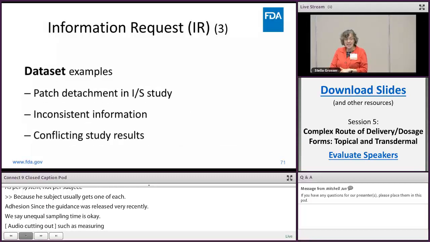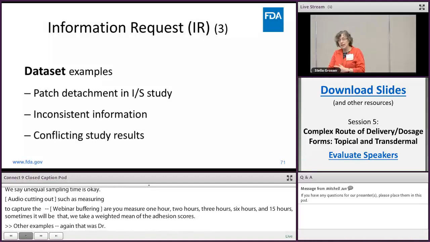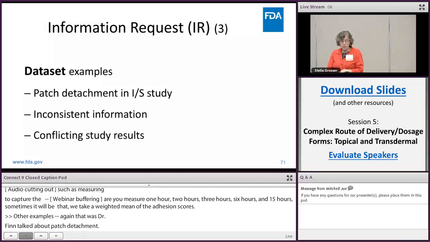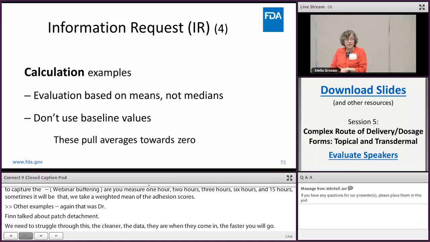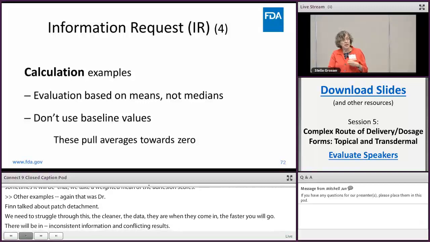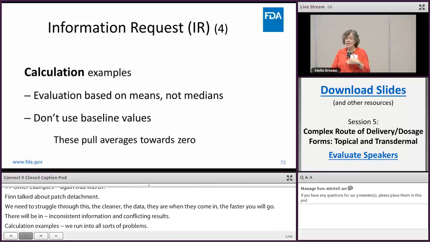Data set examples, again, that Dr. Fan talked about. There's patch detachment. It can just be a mess, and we need to struggle through this. The cleaner your data are when they come in, the faster the review will go. There may be inconsistent information and conflicting study results. Calculation examples, we run into all sorts of problems. We've seen ANDAs where the evaluation is based on the medians. There are subtle problems associated with that, and the guidance really recommends mean scores.